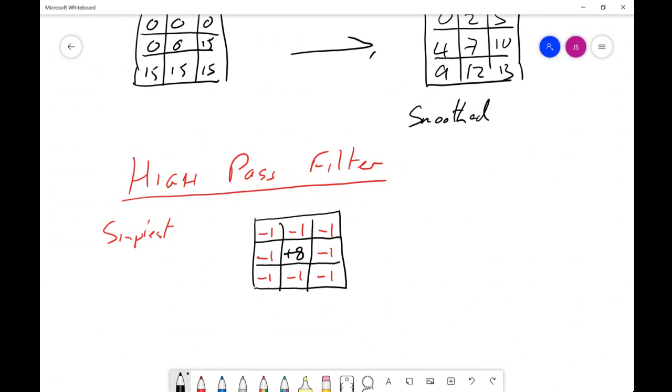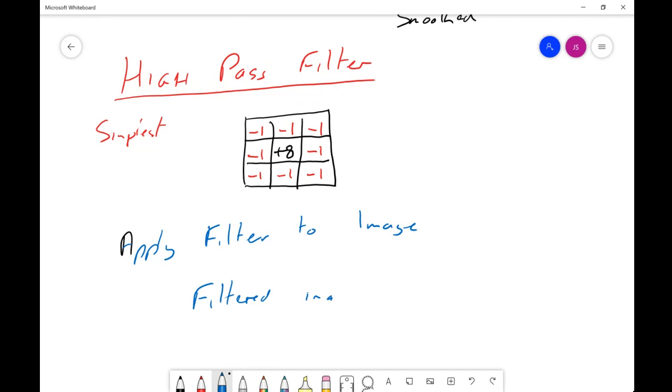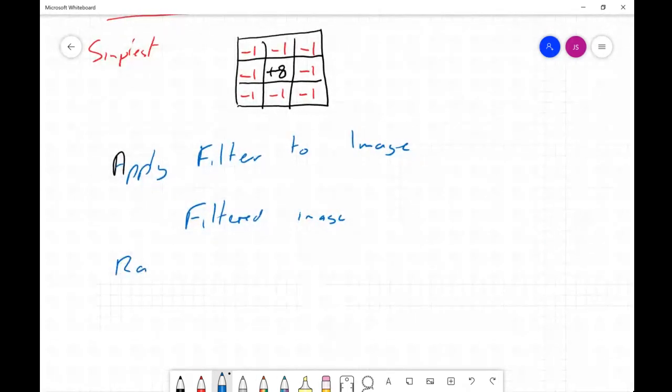Right, exactly the same initial process. Okay, so we correlate this with an image and we will produce an output picture. And I want to look at the range of values on the output.